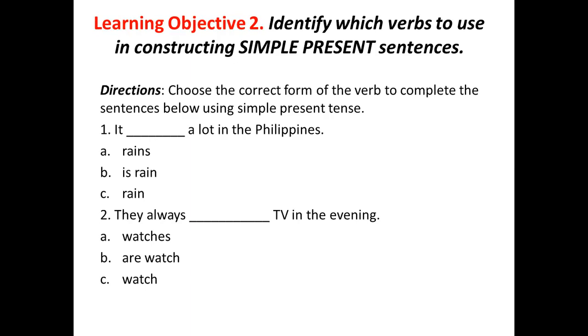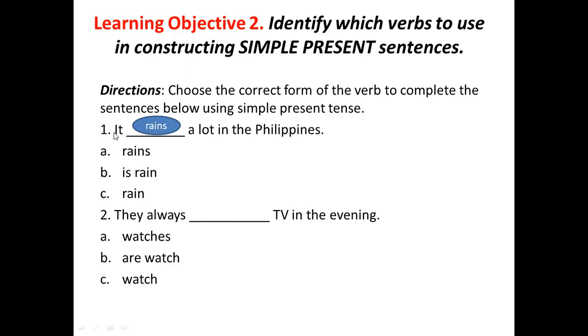And when the subject is singular, add s in the verb. And when the subject is plural, you don't have to add s in the verb. Take note. Number 1. It blank a lot in the Philippines. So the subject here is what? When your subject is it, and it is singular, you will say, it rains a lot in the Philippines. Add s, because this is singular.